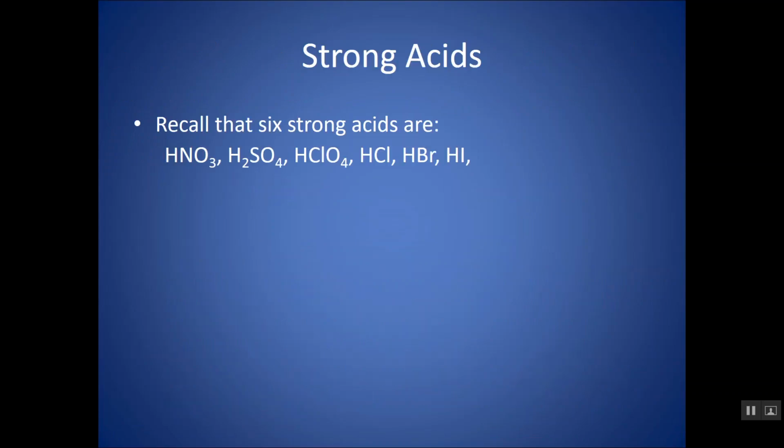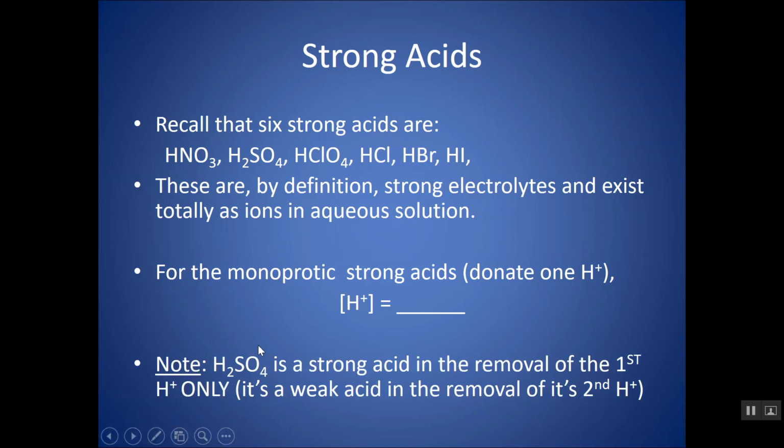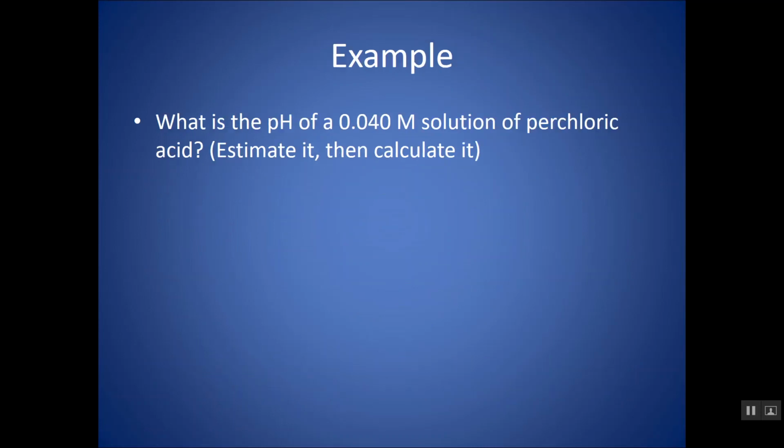Remember your 6 strong acids: nitric, sulfuric, perchloric, HCl, HBr, and HI. And what's great about strong acids, if they're asking about pH, is all you have to look at is the concentration of the acid, and that's going to give you the concentration of H plus in solution, because we know 100% of it, all of it, is going to ionize. So something like, what's the pH of a 0.04 molar perchloric acid solution?